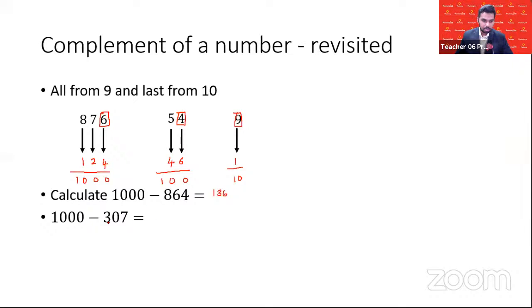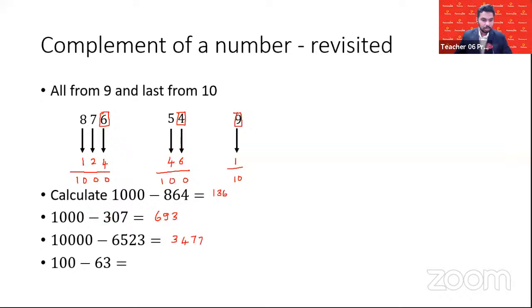So 9 minus 3 is 6. 9 minus 0 is 9. And 10 minus 7 is going to be 3. What about this? Here you have a 4-digit number, but the same rule applies. You just have to identify the last. From all the remaining numbers, subtract 9. So this is 3, 4, 7, and 7. You can see how quick the answer came.